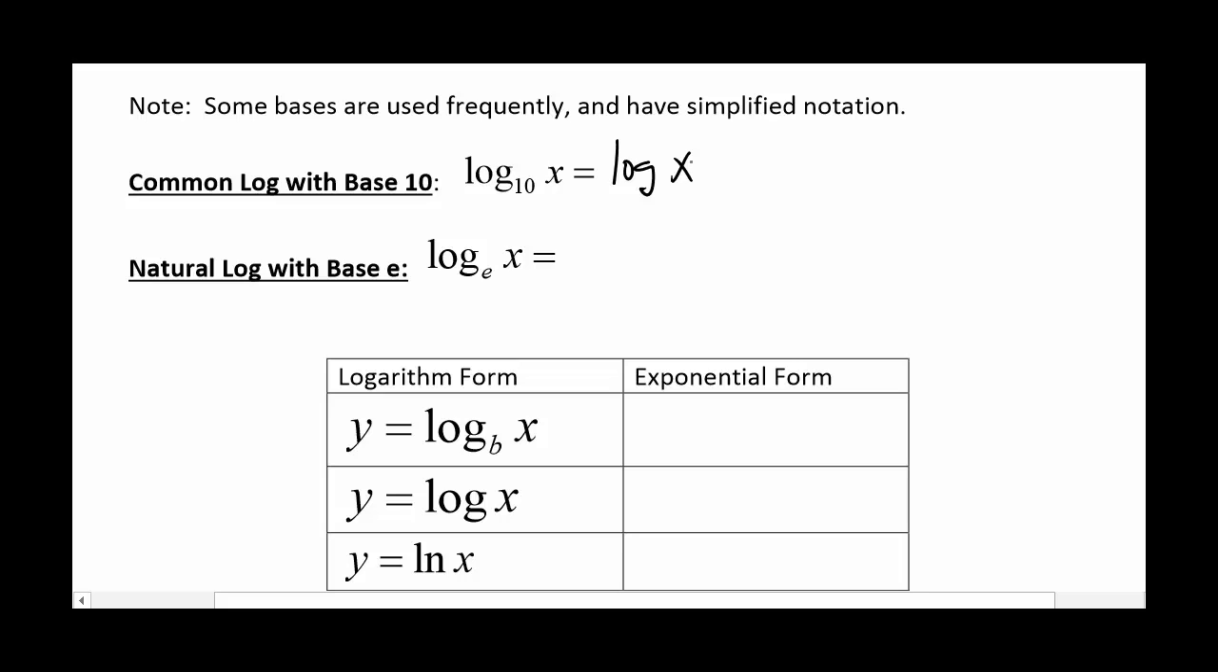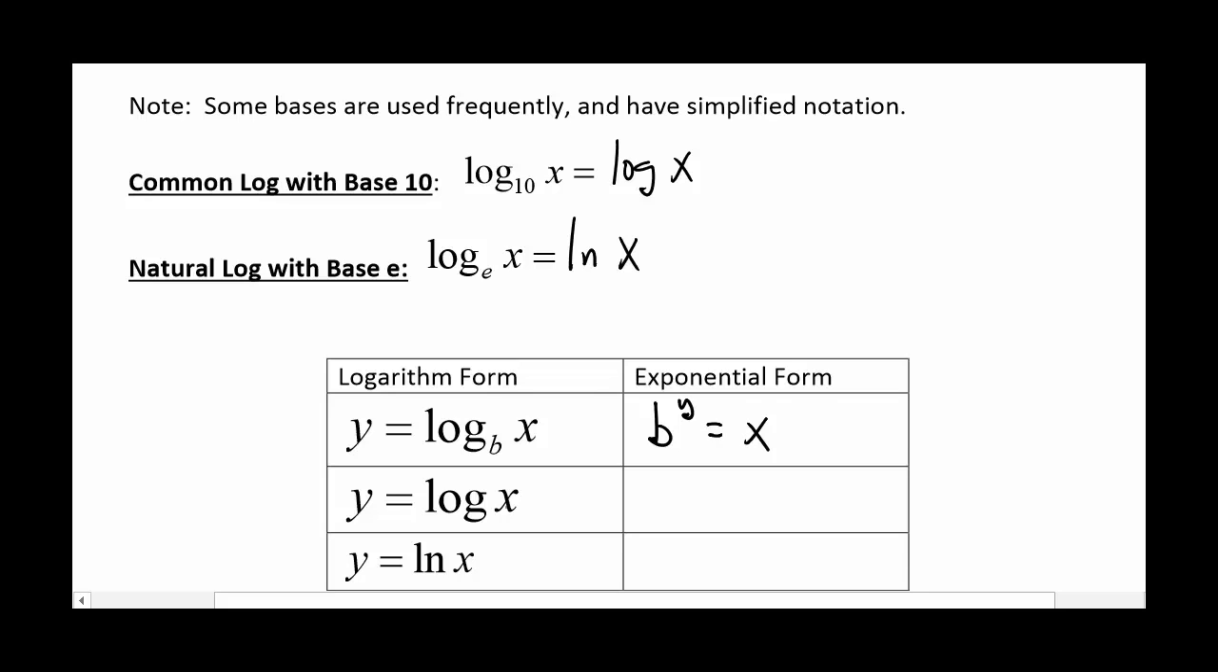The natural log, related to the natural number e, we refer to as the ln. So if you ever see the log or the ln, we're assuming that log is base 10 and the ln is base e. A couple of very common forms that we'll get exposure to. So log base b of x in log form, if we convert that to its equivalent exponential form, is b raised to the y power equals x.